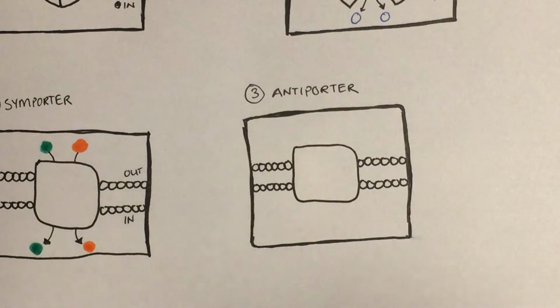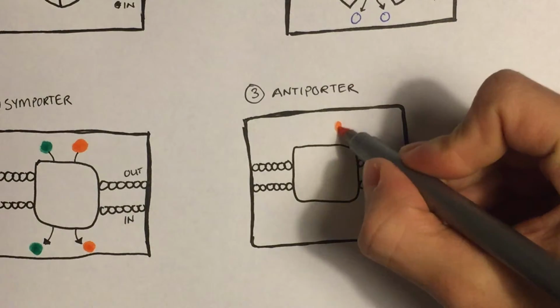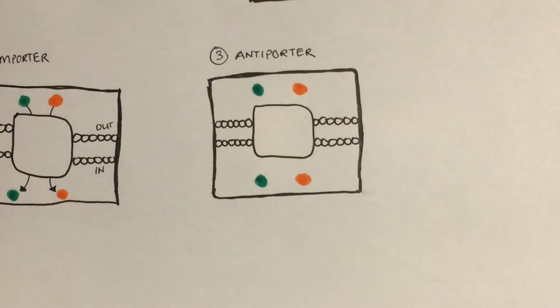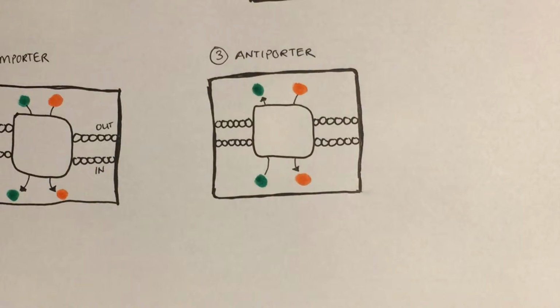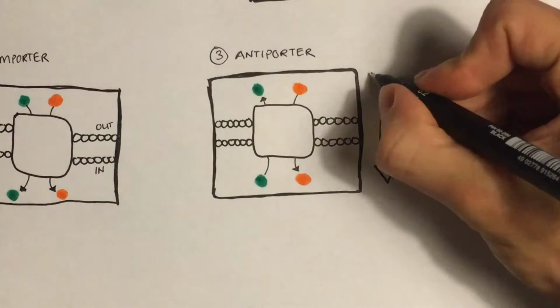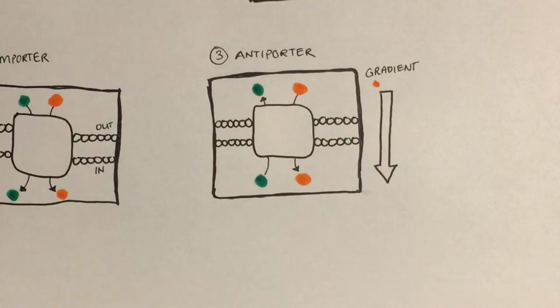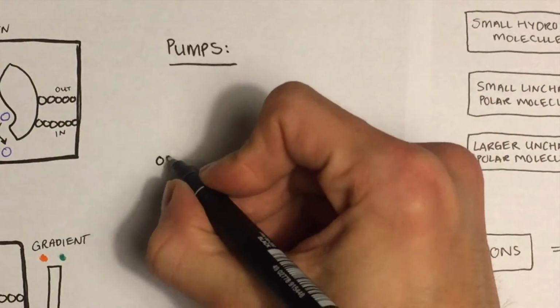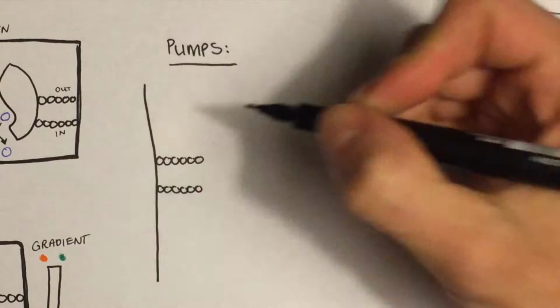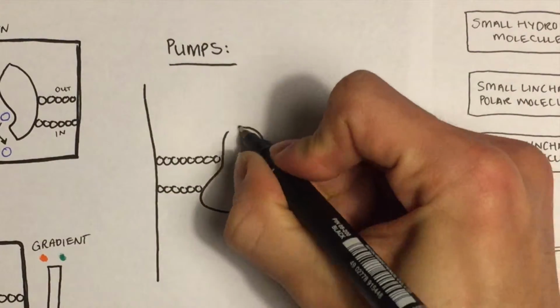The antiporter also transports two specific molecules, but in opposite direction. Again, one is transported down its gradient and the other is transported against its gradient. These two latter types are what is termed secondary active transport.